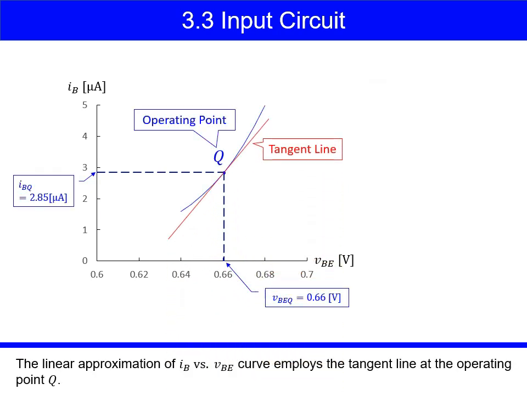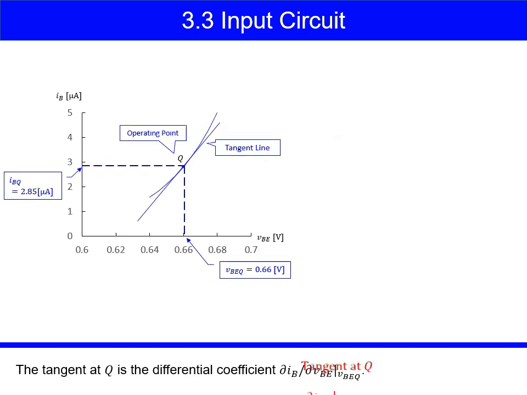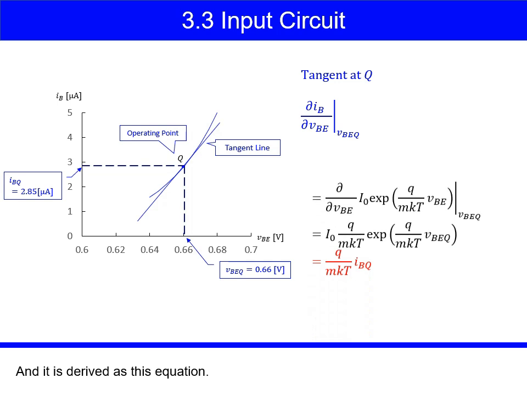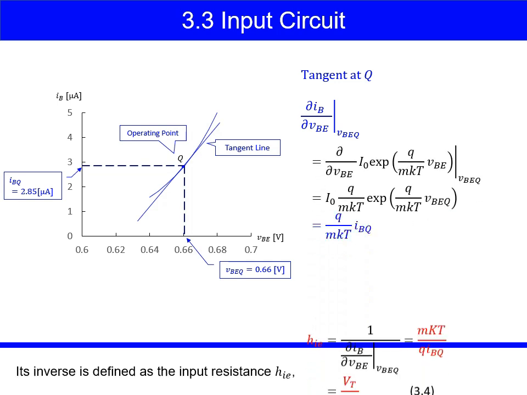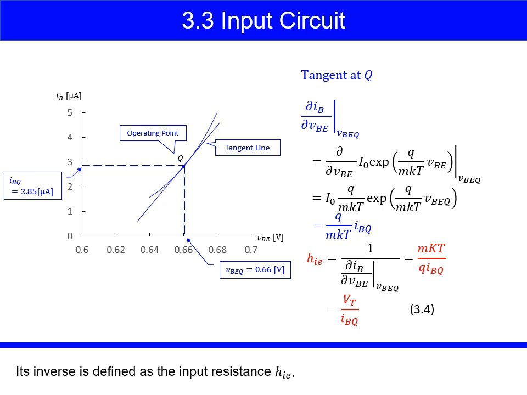The linear approximation of IB versus VBE curve employs the tangent line at the operating point Q. The tangent at Q is the differential coefficient dIB/dVBE at VBEQ. And it is derived as this equation. Its inverse is defined as the input resistance HIE, where VT is called thermal voltage.